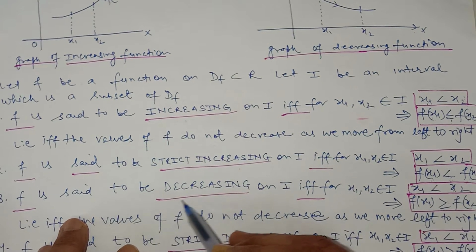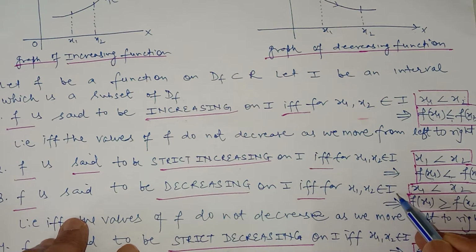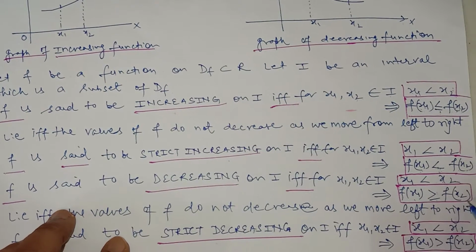Now f is said to be decreasing on the interval I if for x1, x2 belonging to the given interval, x1 less than x2, then f(x1) should be greater than or equal to f(x2). The value of the function should decrease. As x1 is less than x2, by putting the values into the function, f(x1) should become greater than or equal to f(x2).